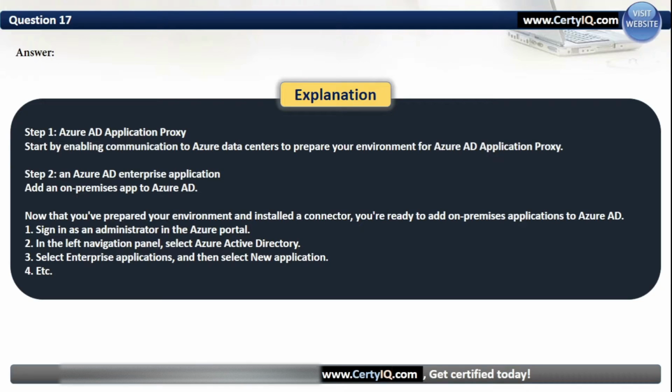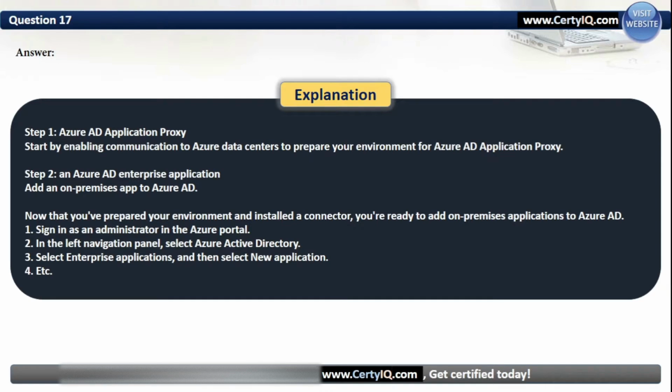Step 1. Azure AD Application Proxy. Start by enabling communication to Azure data centers to prepare your environment for Azure AD Application Proxy. Step 2. An Azure AD Enterprise Application. Add an on-premises app to Azure AD.